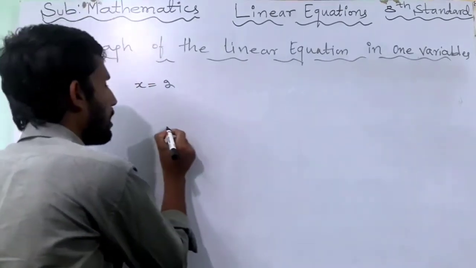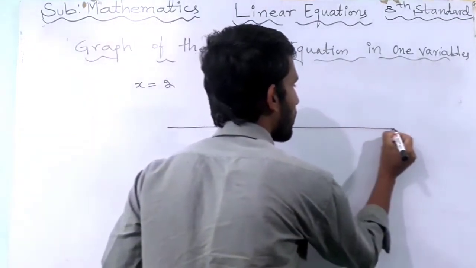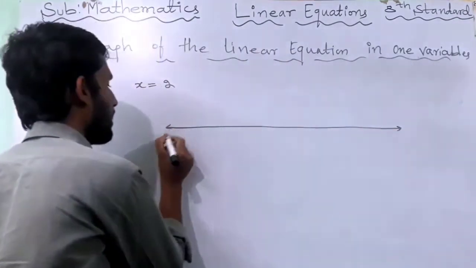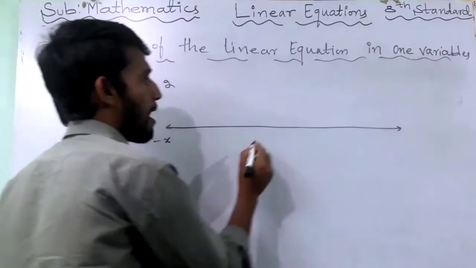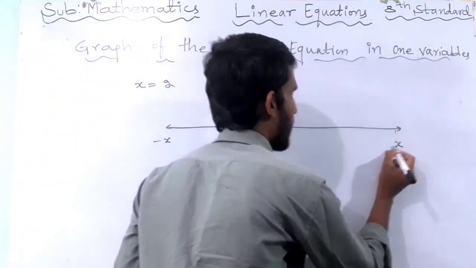See, if I take one number line, this is the number line, this is the negative part, and this one is the origin 0, this is the x.